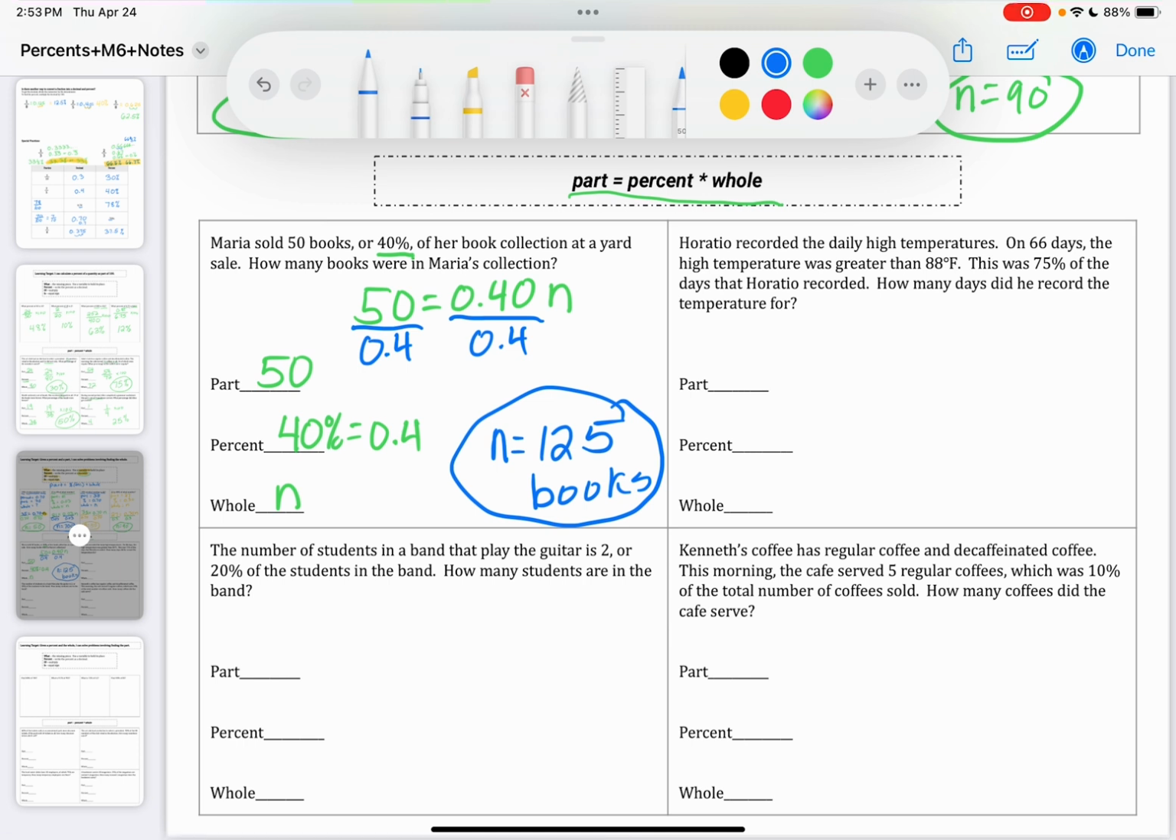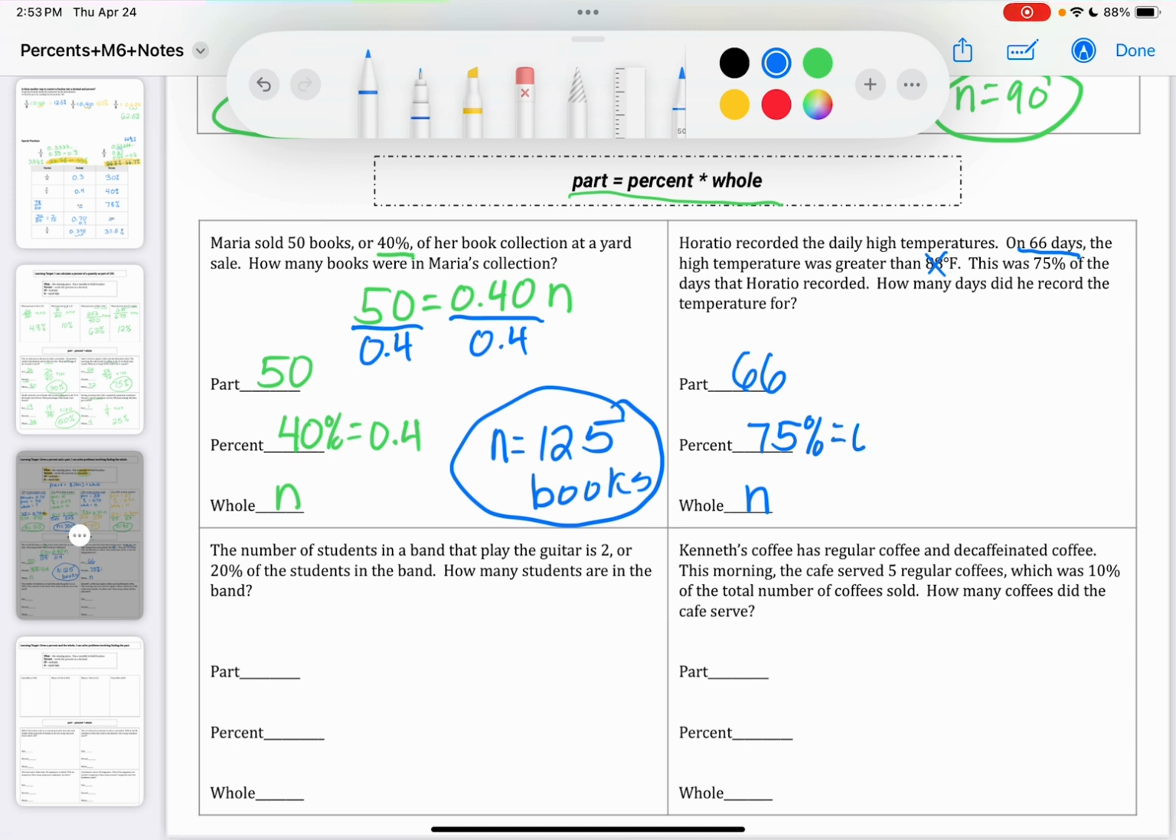Okay, next one. Horatio recorded the daily high temperatures. On 66 days, the high temperature was greater than 88 degrees Fahrenheit. This was 75% of the days Horatio recorded. How many days did he record the temperature for? They went and threw an extra number in here. So we don't need to use 88 because that's just part of the story. So I'm just going to cross it out. 66 days was the part. 75% was the percent. And the whole is what we're missing.